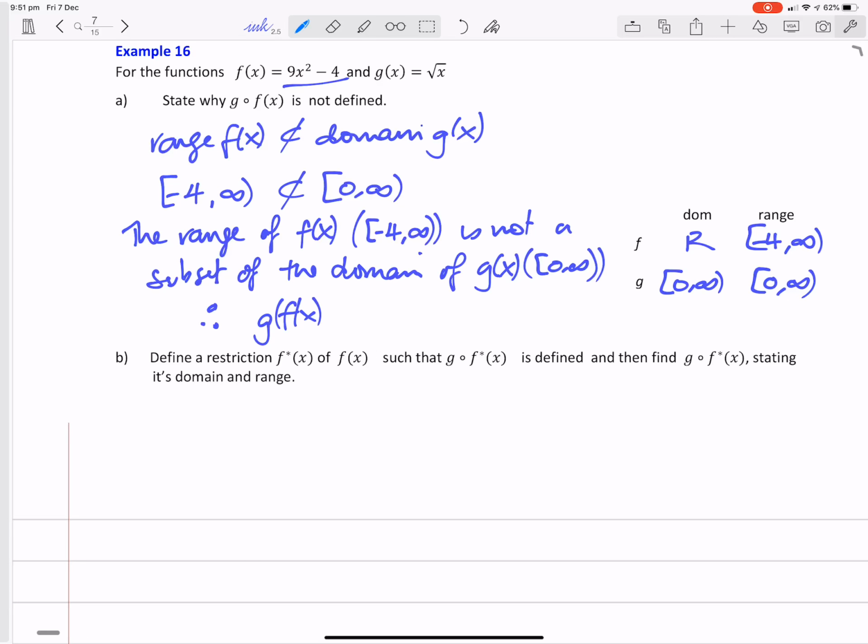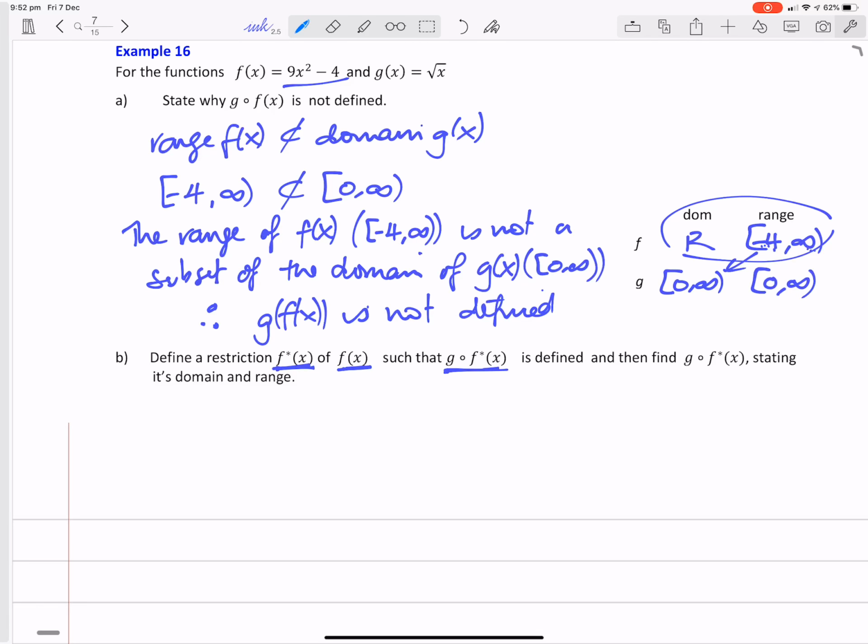Now, if you look here, the issue is that it goes from -4 to infinity, and we want it to go from 0 to infinity. So it says here, define a restriction f star of f of x such that g of f star of x is defined, and then find g of f star of x, stating its domain and range.